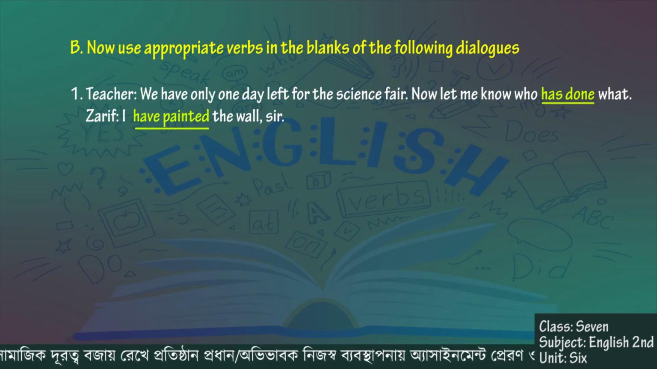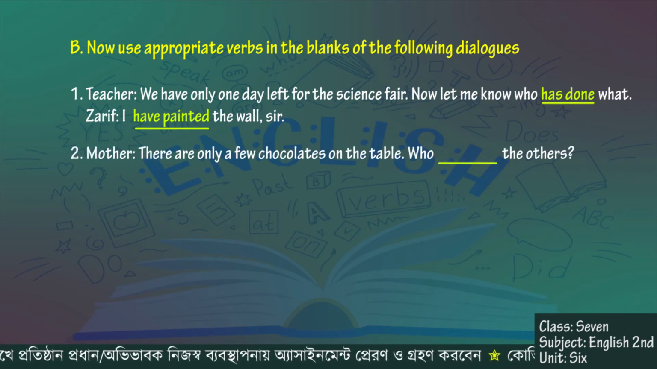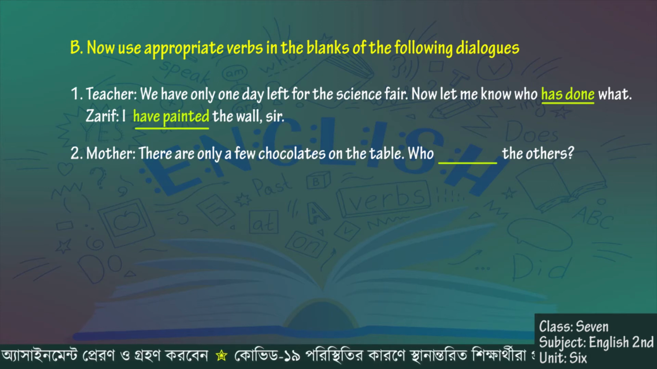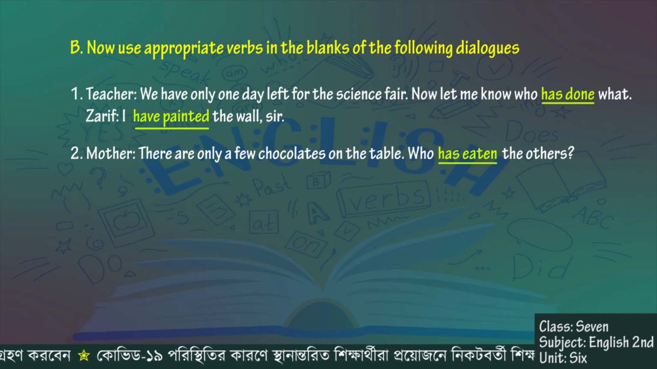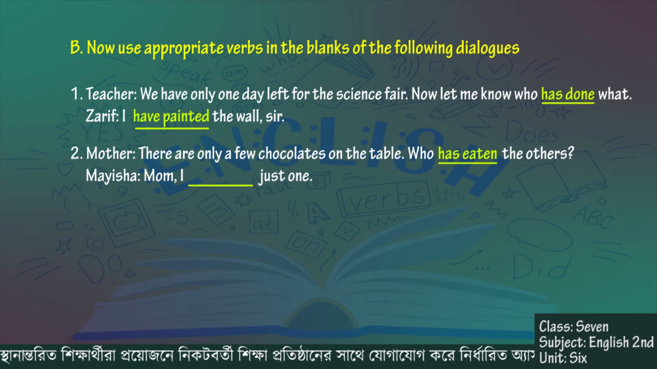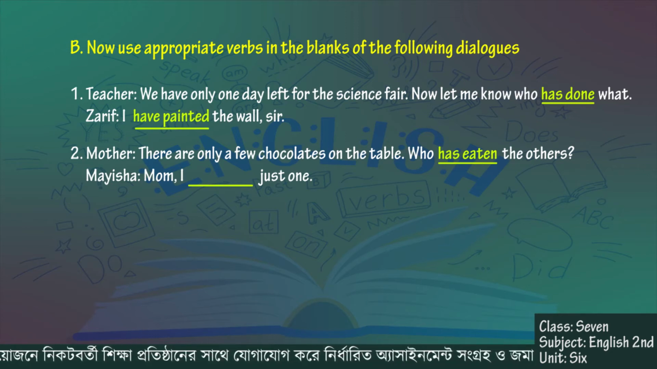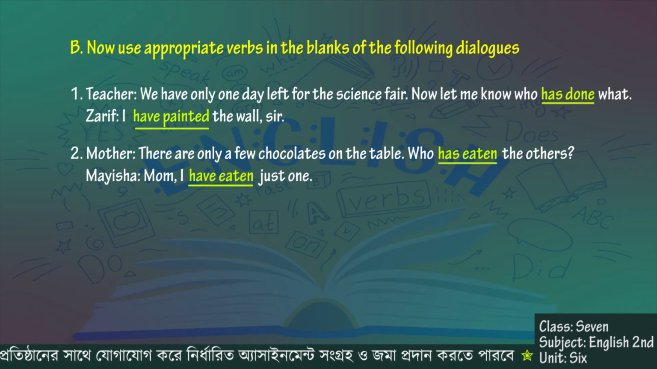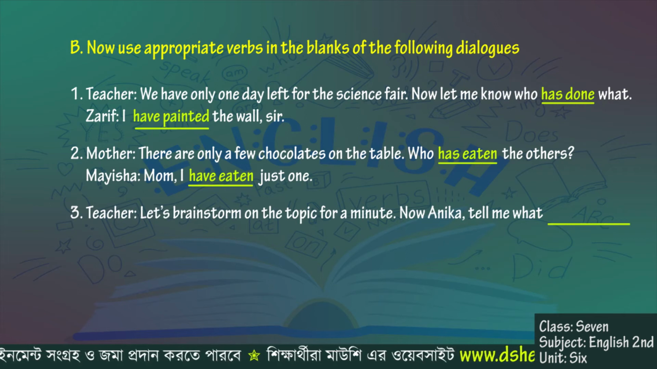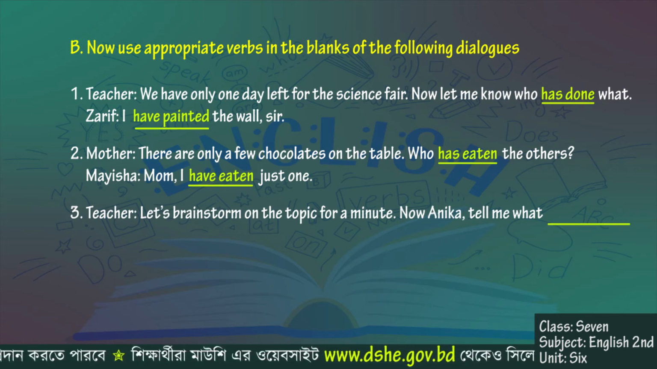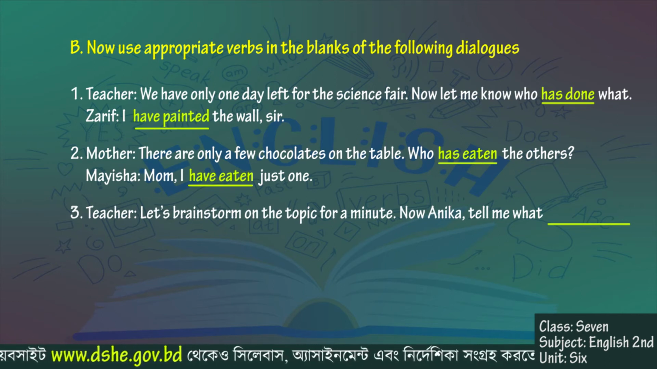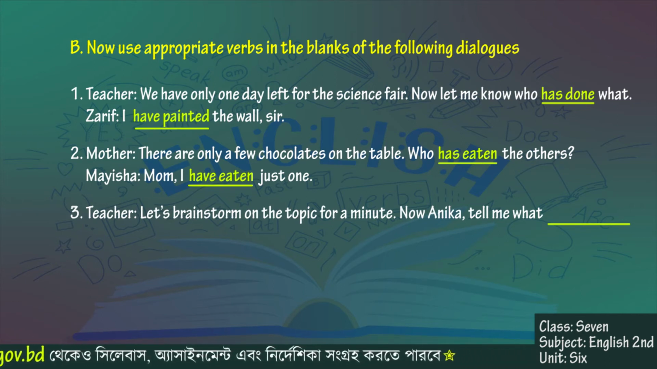Number 2. Mother, there are only a few chocolates on the table. Who dash the others? The answer will be, who has eaten the others? Maisha, Mom, I dash just one. The answer will be, I have eaten just one. Number 3. Teacher, let's brainstorm on the topic for a minute. Now Anika, tell me what dash. The answer will be, what you have done.